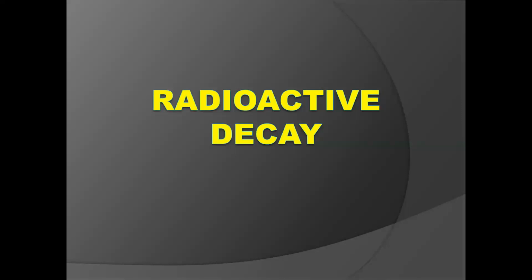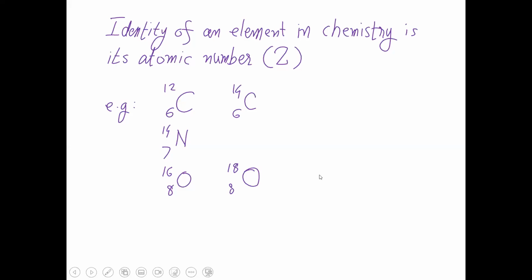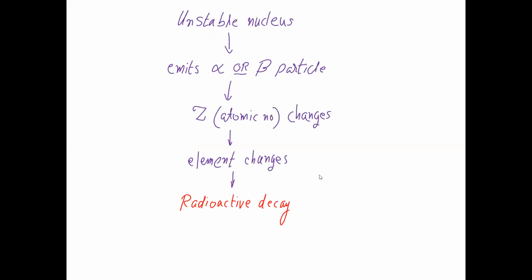We were doing radioactive decay. This was our topic in our class, radioactive decay, and we had a concept of what happens during radioactive decay: some nuclei are unstable. They emit an alpha or beta particle. This changes their atomic number, the element changes, and the radioactive decay occurs.